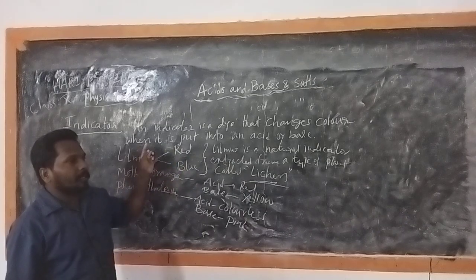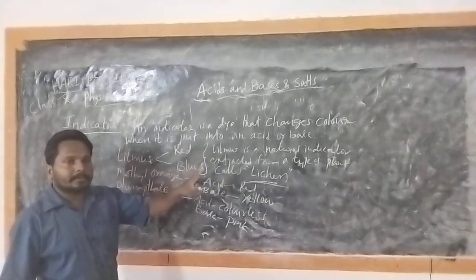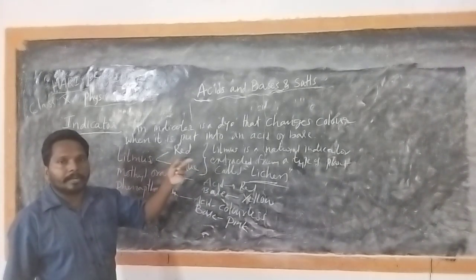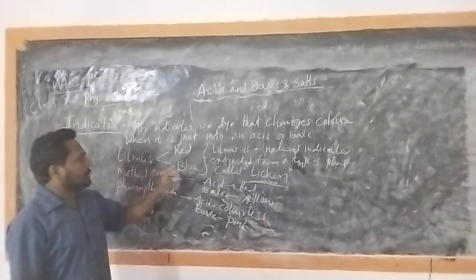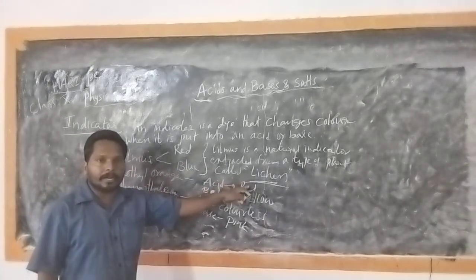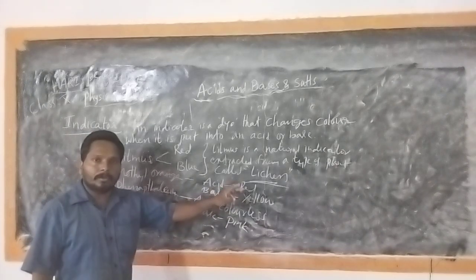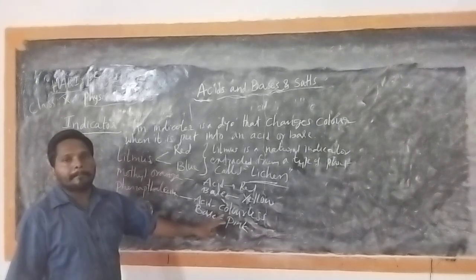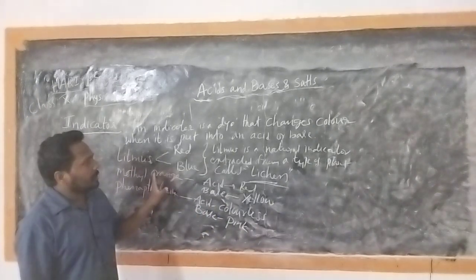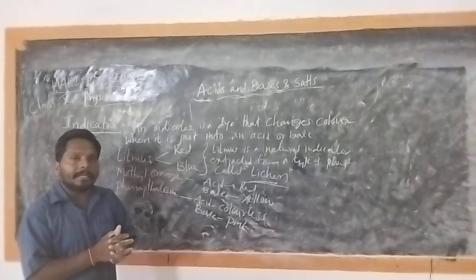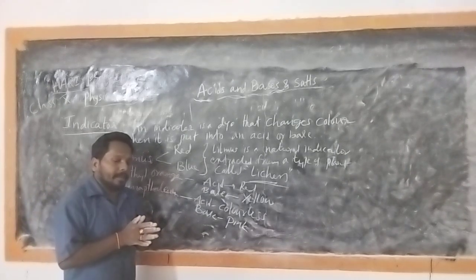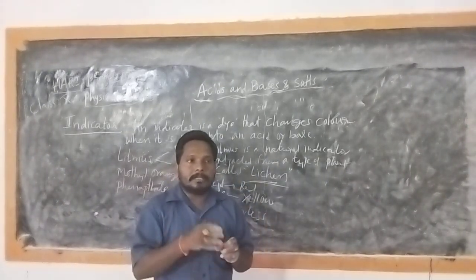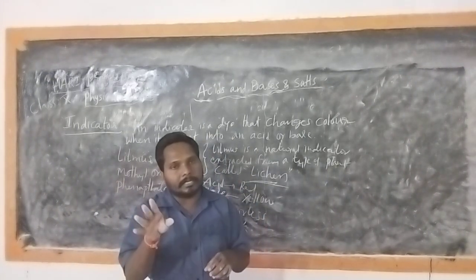If we put litmus in acid substances, it changes from blue to red, whereas in bases it turns red to blue. Methyl orange in case of acid substances turns red, in case of bases turns yellow. Phenolphthalein is colorless in acid and pink in bases. So in this way, by using the indicators, we can determine and understand the nature of the substance. Is it an acidic substance or a basic substance?